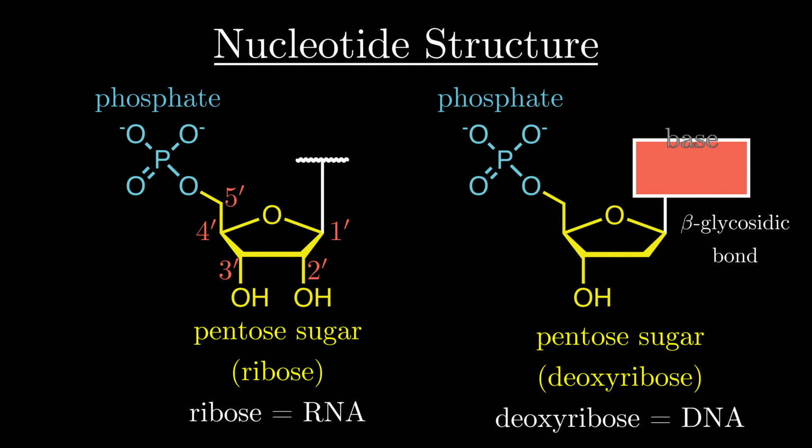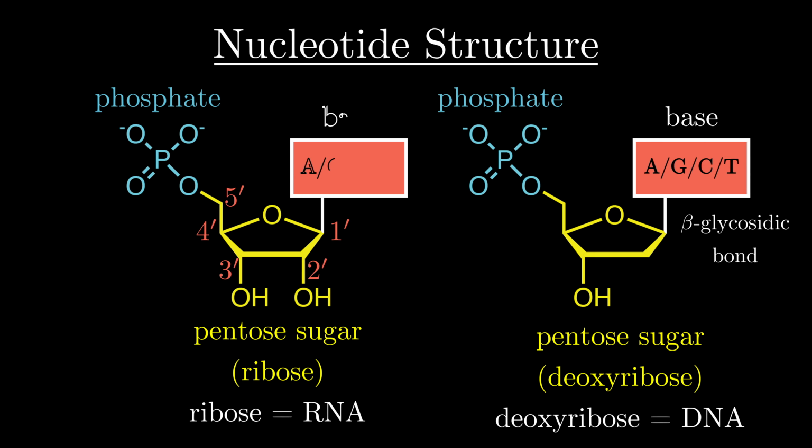The type of base controls what one-letter abbreviation we use when we write out nucleotide sequences, and in DNA, the choices are A, G, C, and T. In RNA, the choices are A, G, C, and U.